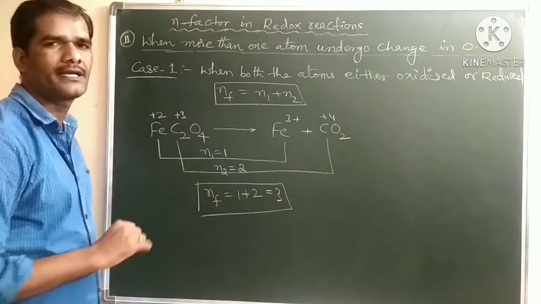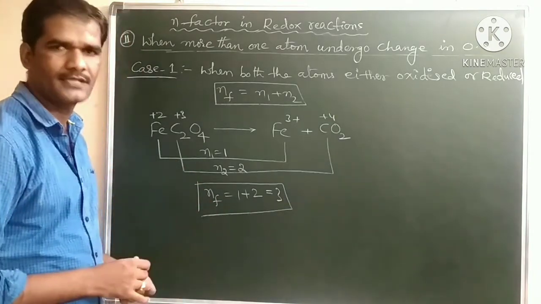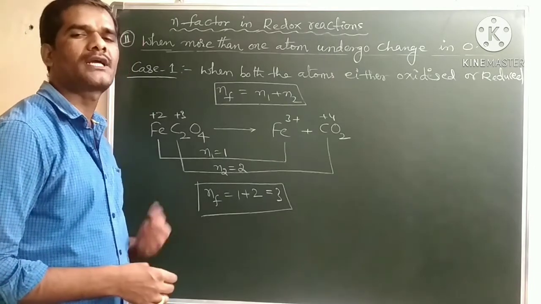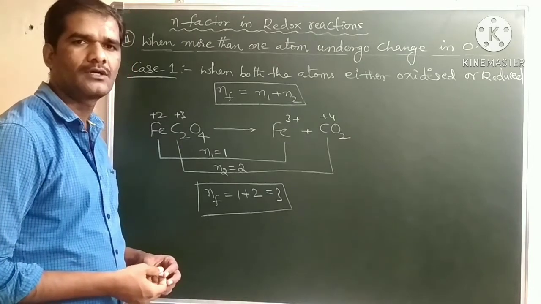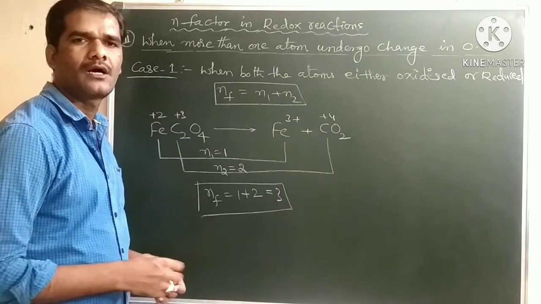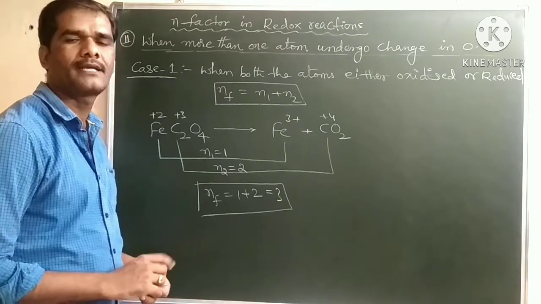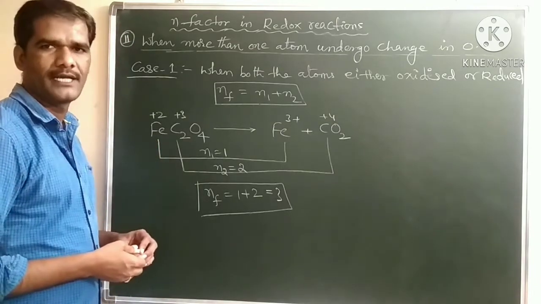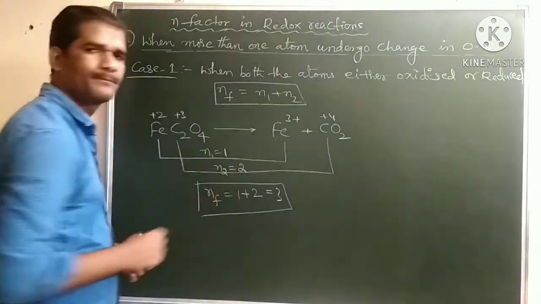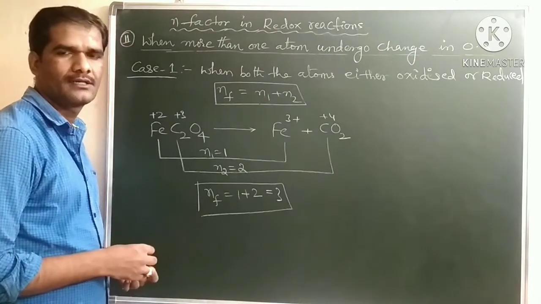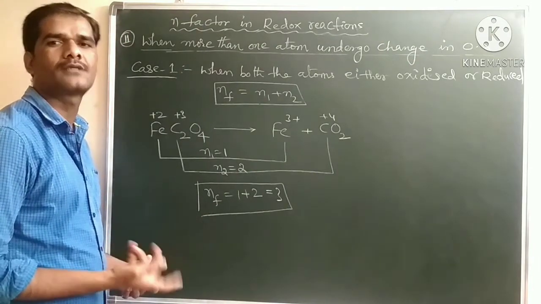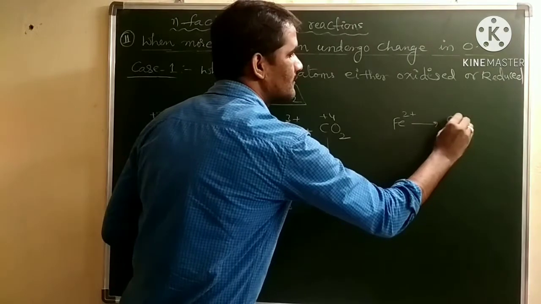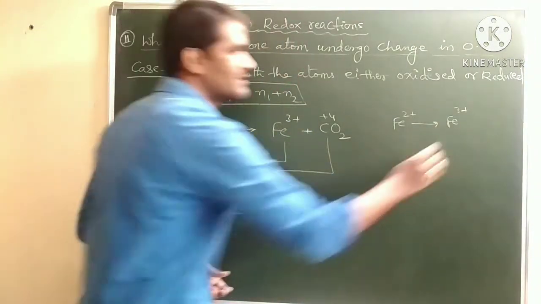Then why do we have to add in this case? Sometimes the question may arise: why do we have to add? So we have another definition for n-factor, that is, the total number of electrons transferred, or the total number of electrons gained or total number of electrons lost by one molecule, is the n-factor. Now see in this case, ferrous oxalate, iron plus 2 to plus 3 means an increase in oxidation state, which means it loses one electron.